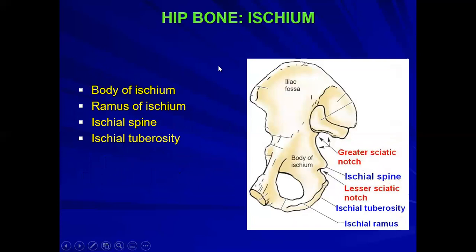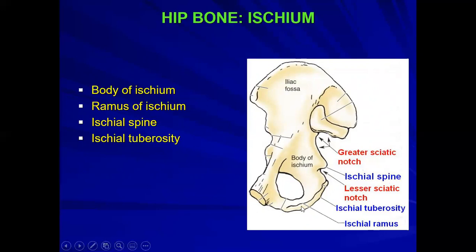Now we're going to proceed with the ischium. There are several body landmarks that you have to know that are present on the ischium. This is part of the body of the ischium. And then we have the ischial ramus, or ramus of the ischium. And then we have the ischial spine. This is the ischial spine. It's a very sharp projection here.